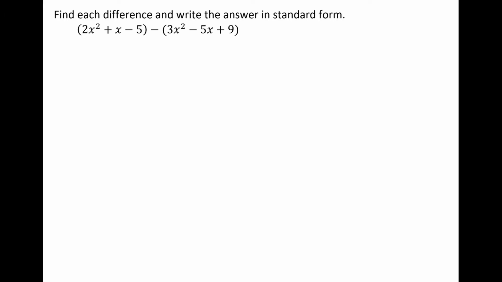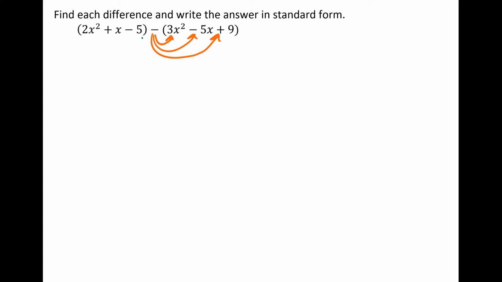Now that we've tried adding, let's try subtracting. Again, combine like terms. Same things with same things, combine them. But the first thing I want to do is distribute this negative to each term in the second polynomial. That way I won't get confused later on.